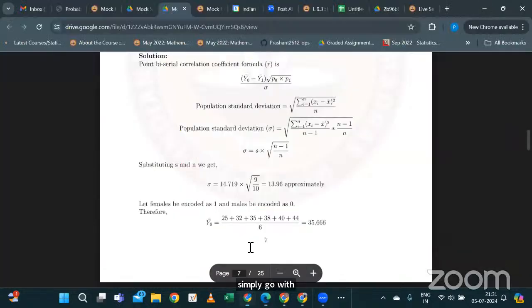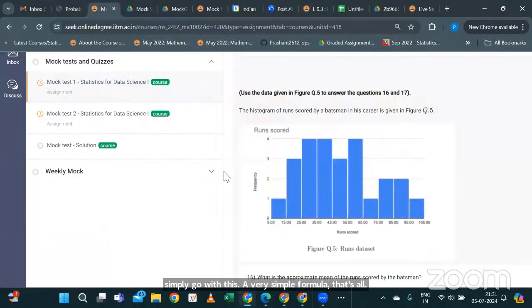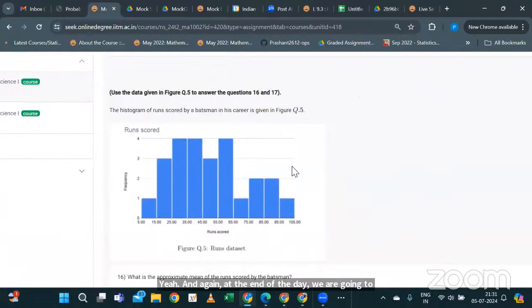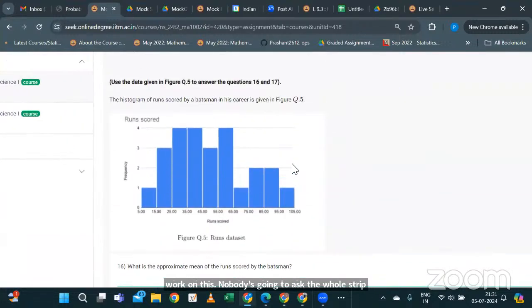That's all. At the end of the day, nobody is going to ask for the whole steps of what we are doing. The TCS portal will be happy with your answer, not with this. I'm not saying you shouldn't know the algorithm behind that, but as we have very little time and the exam is day after tomorrow, we have to proceed accordingly, keeping that in mind.